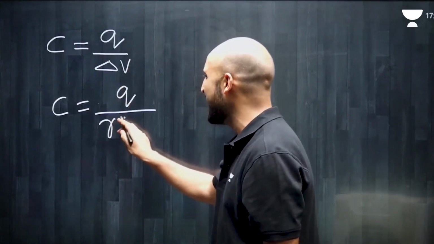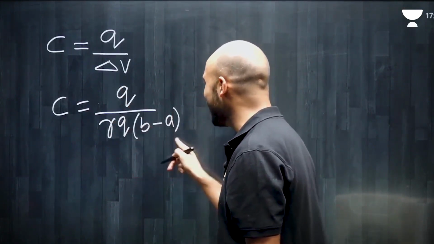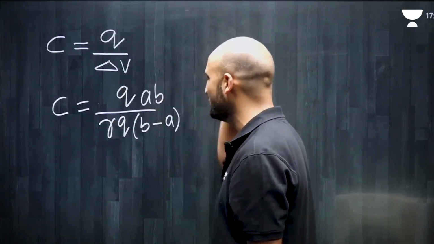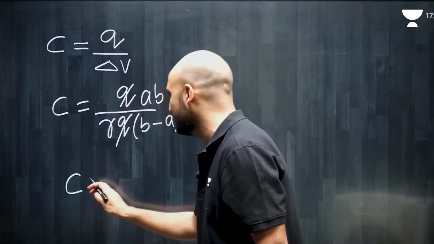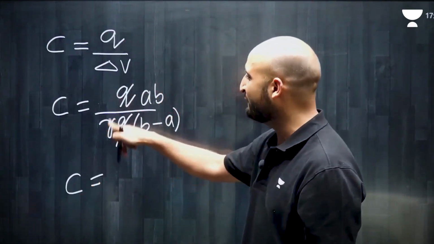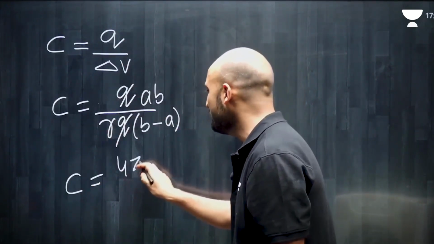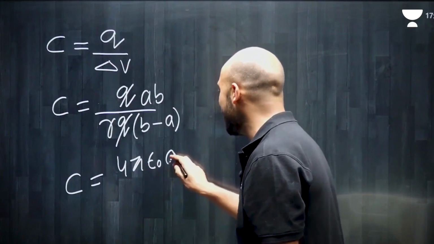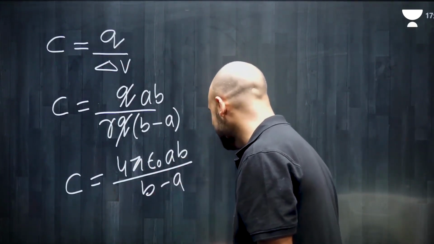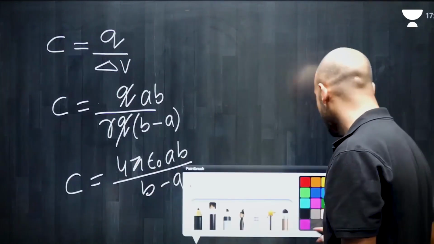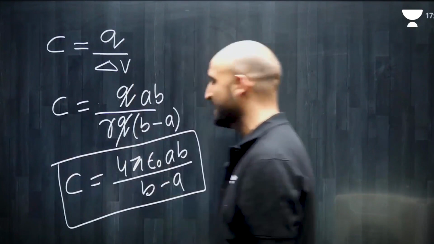Delta V is gamma Q into B minus A divided by AB. AB will go up in the numerator. So your Q and Q will go, your C will come out to be, that's gamma, this is 1 by 4 pi epsilon naught, 4 pi epsilon naught will go up and you get 4 pi epsilon naught AB divided by B minus A. Now that is the capacitance of a spherical capacitor, 4 pi epsilon naught AB.